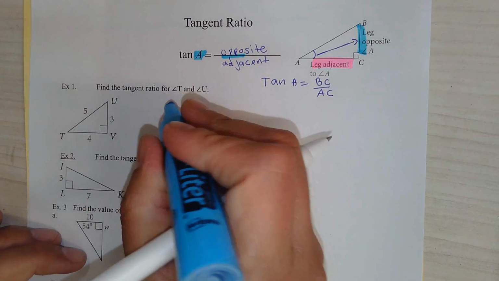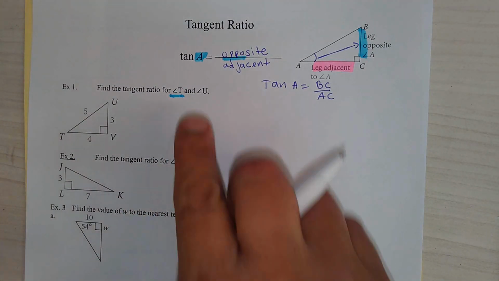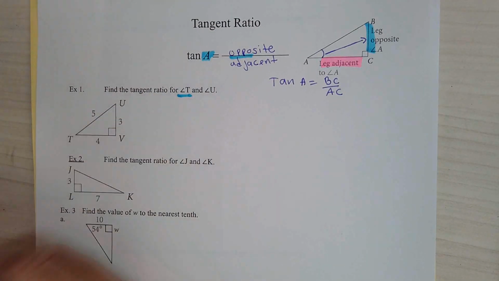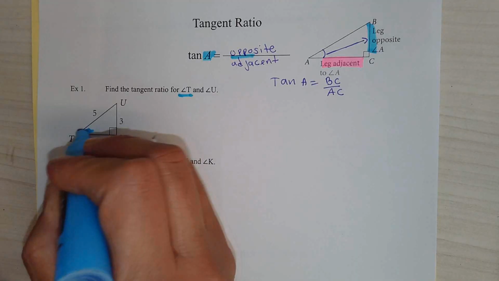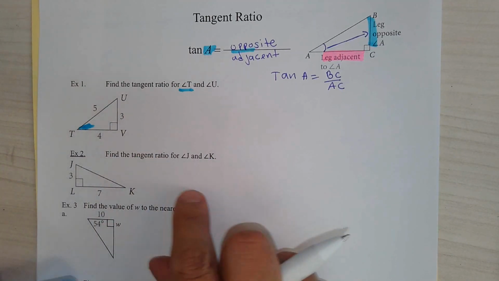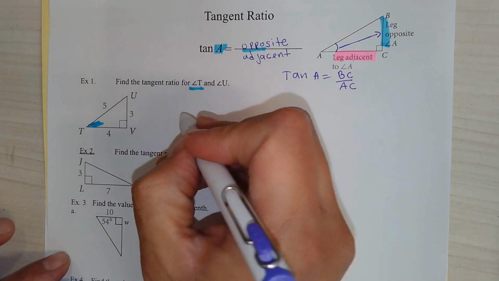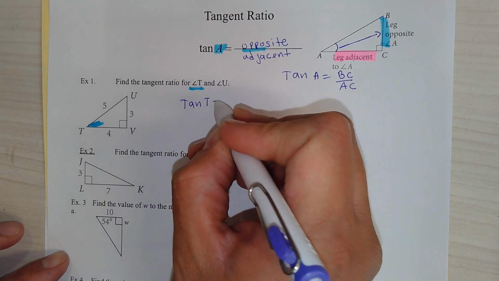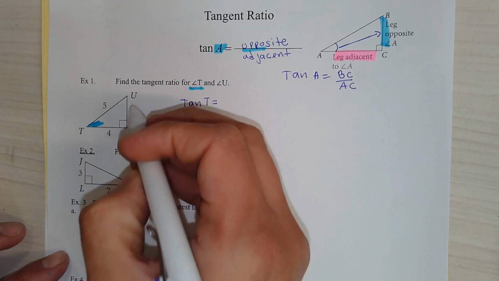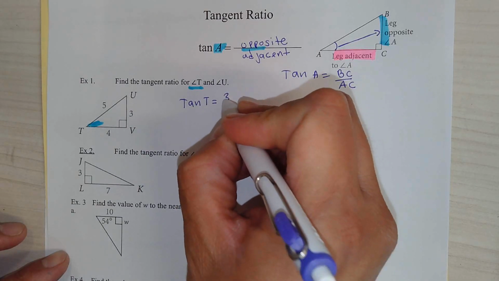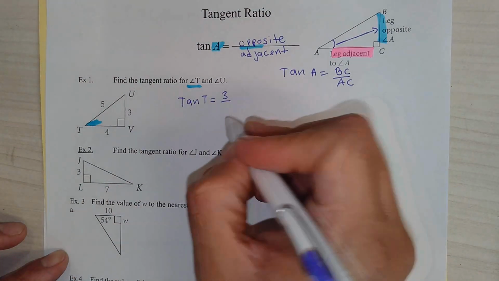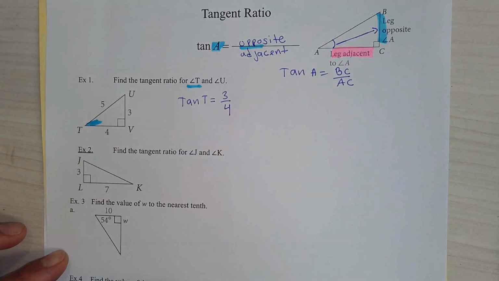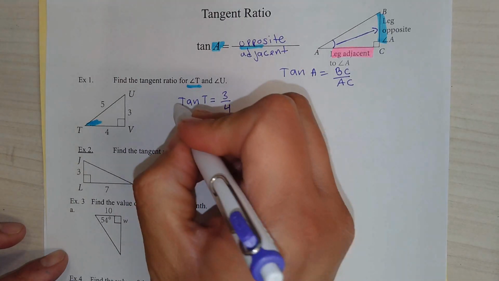They want us to find the tangent ratio according to T and U. Let's do T first. So if we do T, tangent of T is going to be equal to the opposite, which will be 3, over adjacent, which will be 4. Okay, we can box this answer.